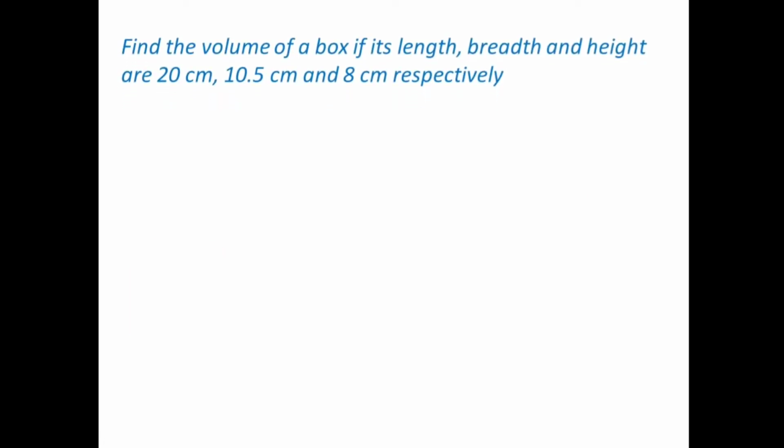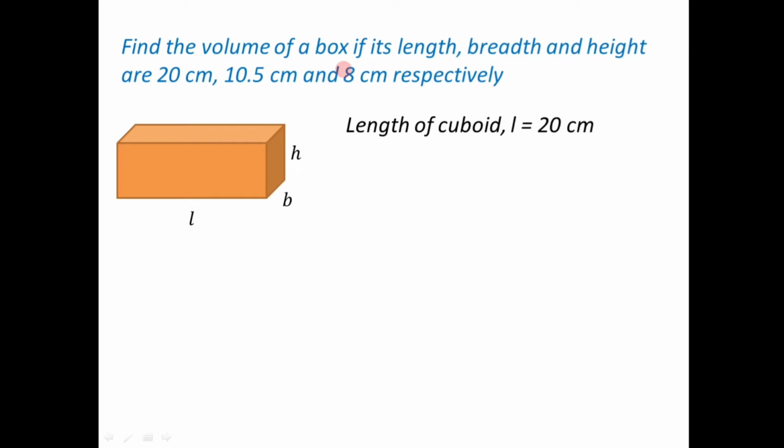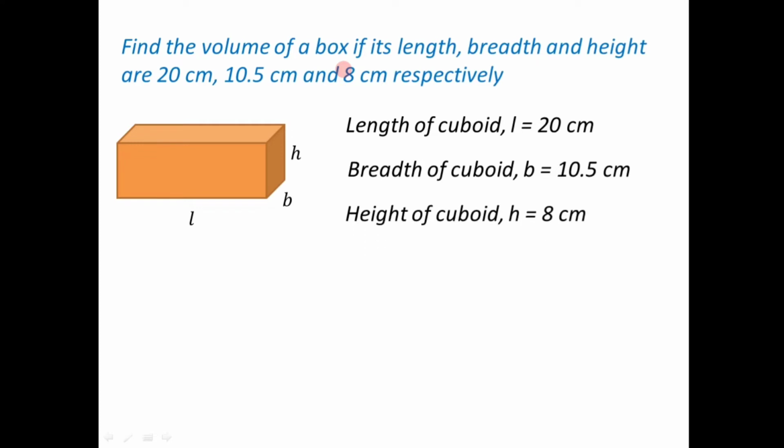Now let's solve one example based on this one. Find the volume of a box if its length, breadth and height are 20 centimeter, 10.5 centimeter and 8 centimeter respectively. As there is one box given, its shape must be a cuboidal shape. So for this cuboid, let us have the length as L, breadth B and height H. In this case, the length is given to be 20 centimeter. The breadth of cuboid B is given to be 10.5 centimeter and the height is given to be 8 centimeter. We have to find the volume of a box.